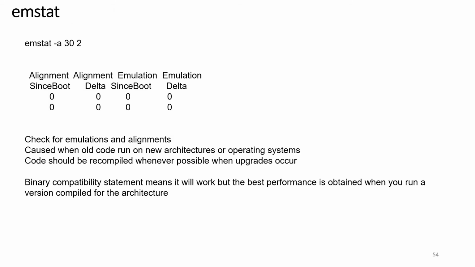I mentioned earlier alignments and emulations. You can tell if you have an issue with those using the emstat command, and that will check and see if you have got any emulations and alignments. They're typically caused when you're running old code and you brought the binary across and you're running it on a new architectural operating system. It's one of the reasons why Oracle tells you to relink all of their binaries whenever you switch architectures or you upgrade the operating system. It's to avoid these.